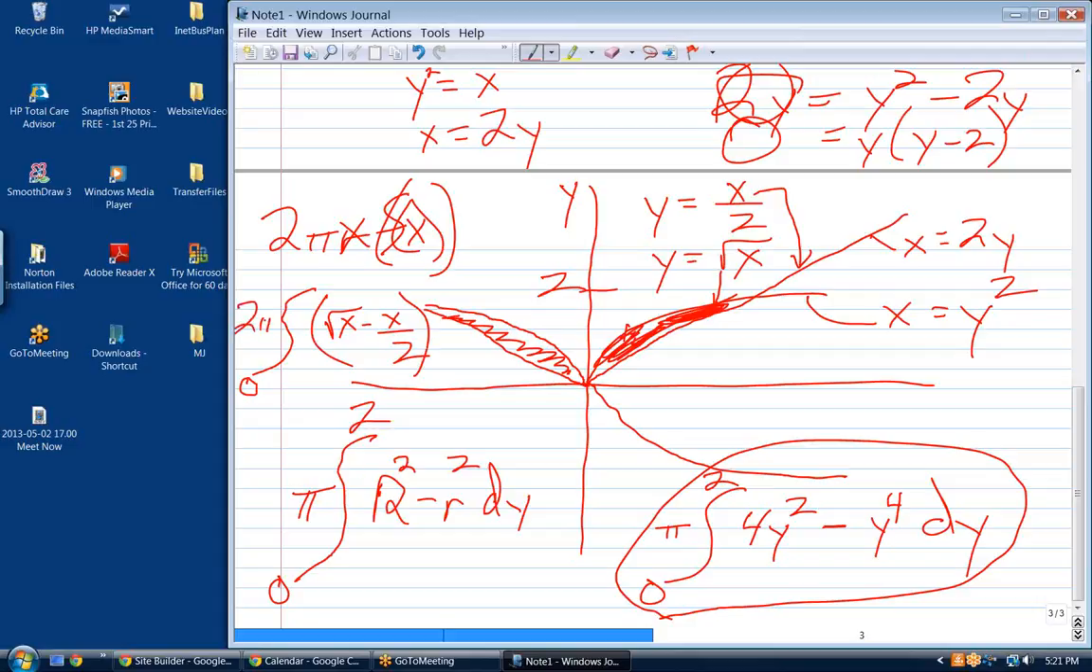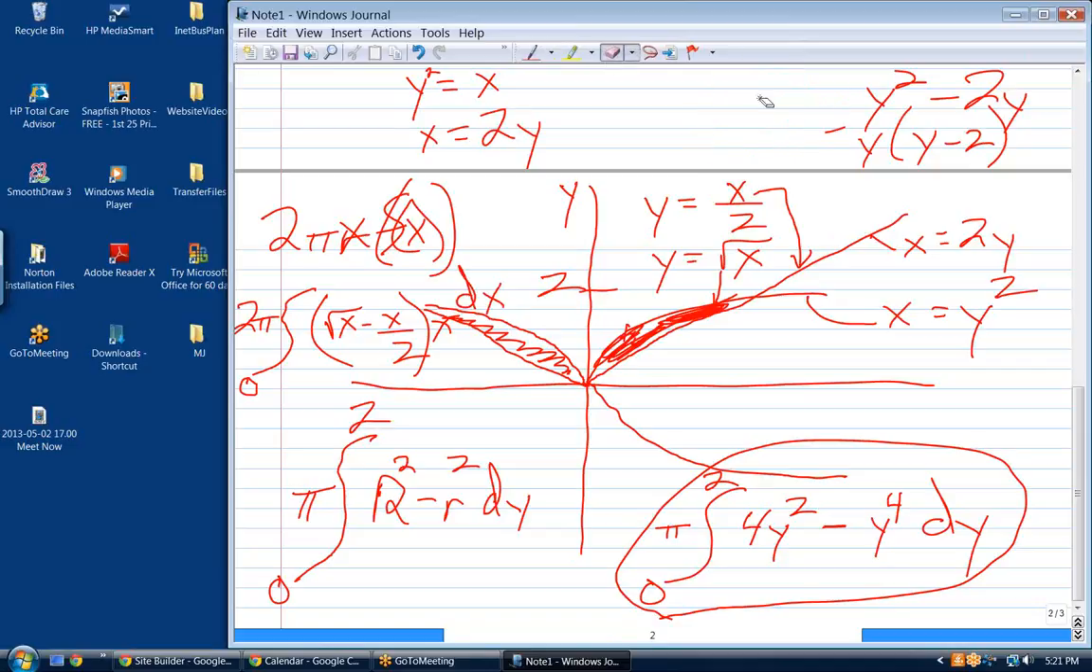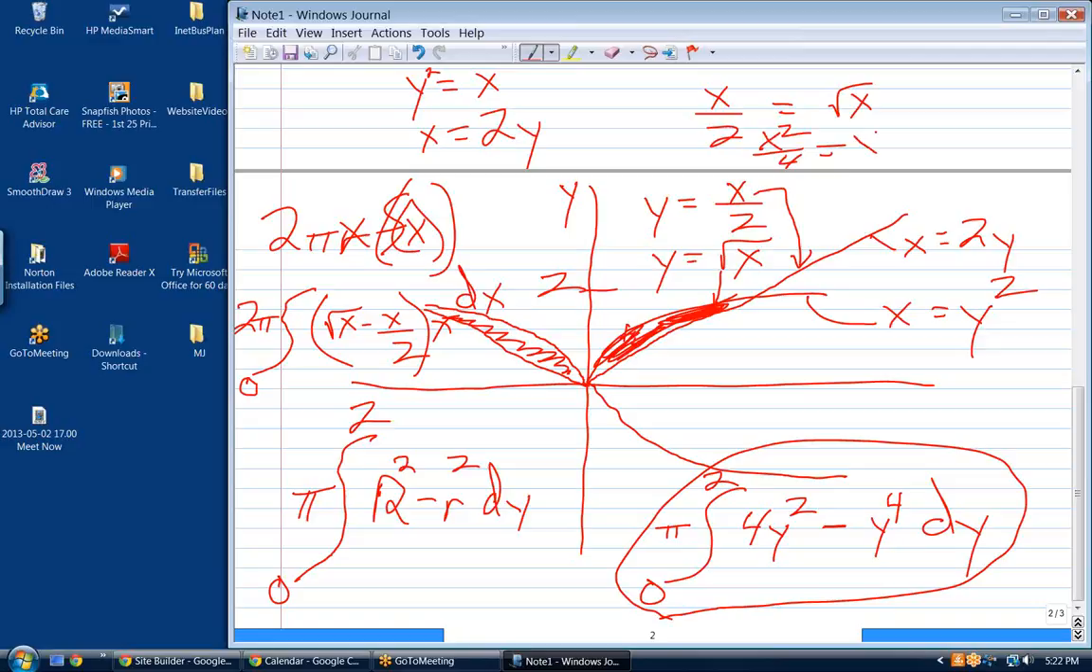That's the height of each cylindrical shell. You take the 2 pi out, and the radius is just x. And then it would be dx. And the intersection point where these meet is x over 2 equals square root of x, x squared over 4 equals x. So when x is 2, it's the same intersection point on the x-axis.